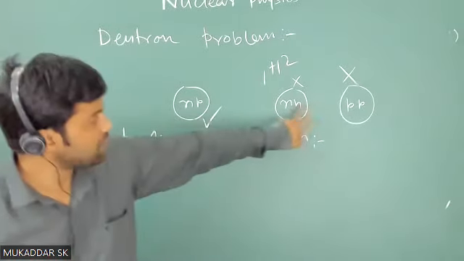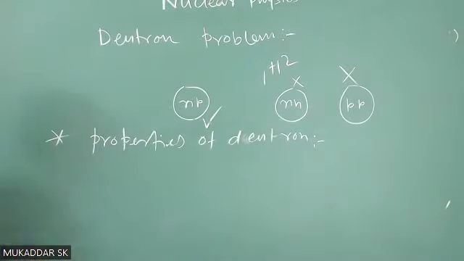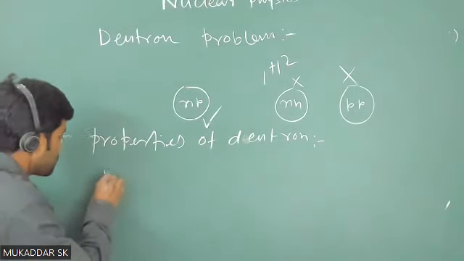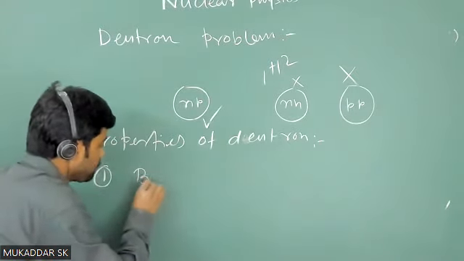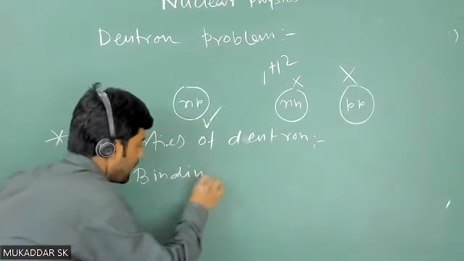Because why? Because this is not stable, this is also not stable. Few properties of deuteron. Can you tell me one by one? Suppose the binding energy of deuteron. What is the binding energy of deuteron?